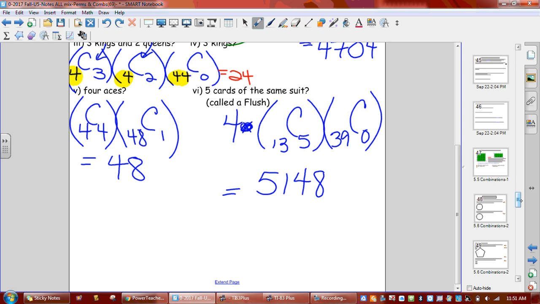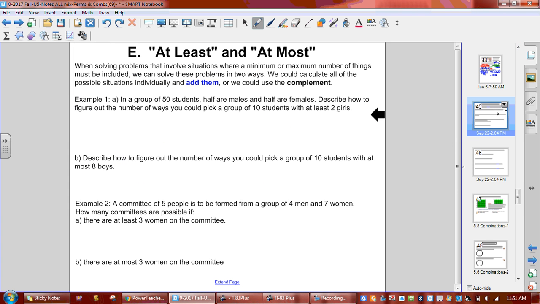So we're going to deal with at least and at most. We'll just get through a couple examples here. At least and at most. Okay, when solving problems that involve situations where there's a minimum or a maximum number of things that you can include, we solve them 2 different ways. So you solve them individually and then add them, or you use the complement to solve, which takes a lot less work.